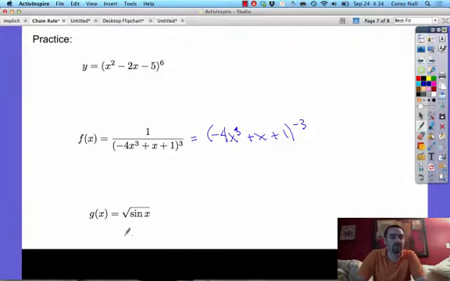I'll leave this one to you. I think you can figure out what the inside and the outside are. And I'll mention to you that sometimes the hardest part about these is choosing what is the inside function and what is the outside function.